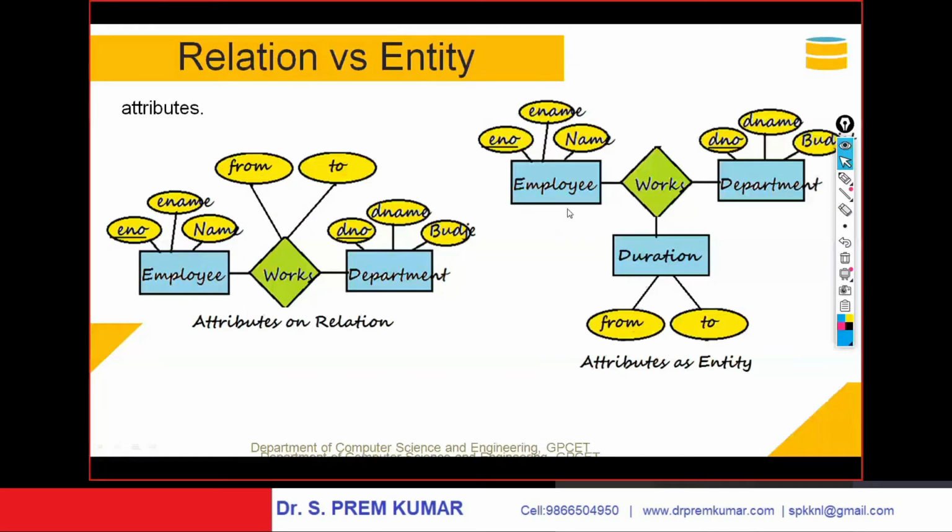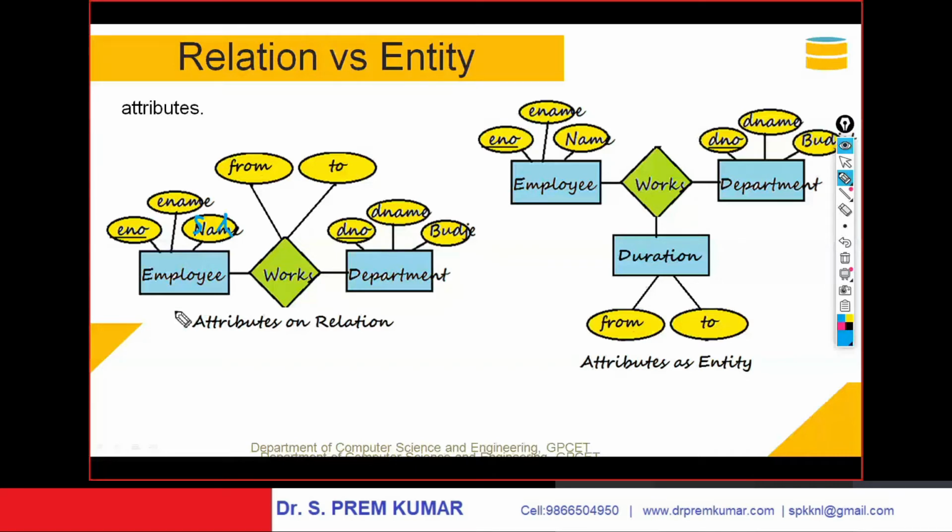Now, let us have a discussion on relation versus entity. You observe this point carefully. Employee is an entity. Department is an entity. The employees are working for departments. Listen carefully. From when they are working for the department. This is called a relationship set.